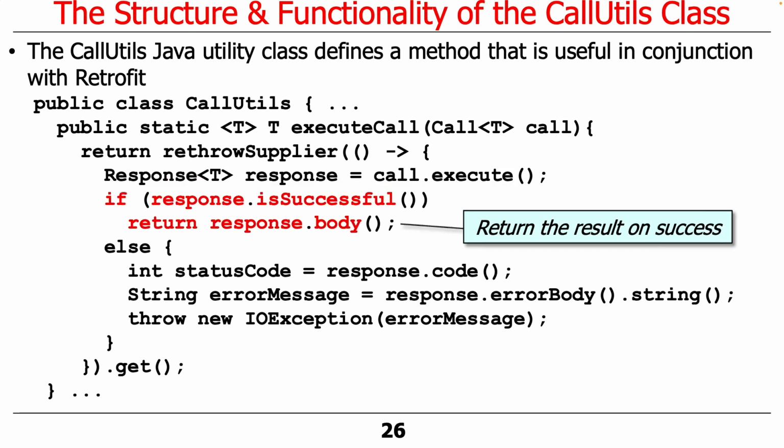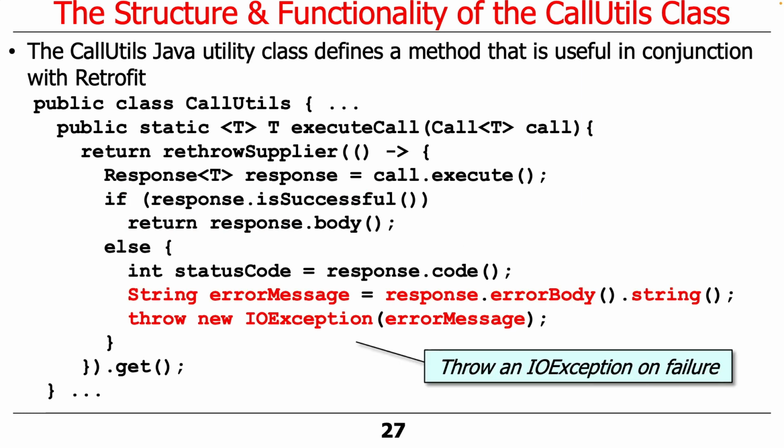Then we check to see what we got back. If we were successful, then the body of the response that came from executing the call is returned. We just give back whatever we got. That's the happy path. However, if there was a problem, then we figure out what went wrong, and we throw an IO exception with that error message. So that's what happens if it doesn't succeed. That's the morose path.